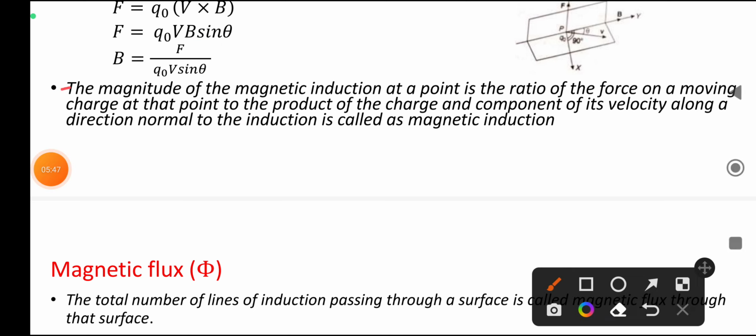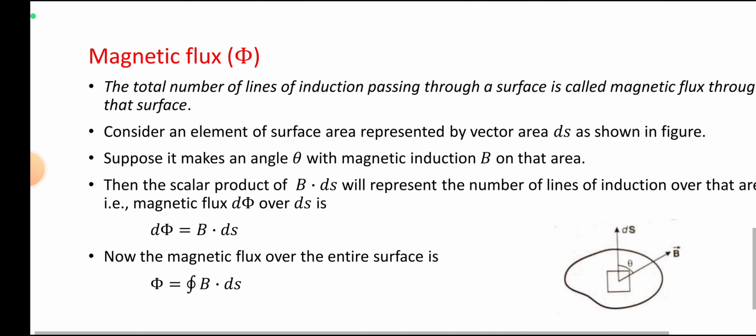Once again, listen to the definition. The magnitude of the magnetic induction at a point is the ratio of the force on a moving charge at that point to the product of the charge and the component of its velocity along the direction normal to the induction. This force is acting on the moving charge only. This is the definition of magnetic induction.